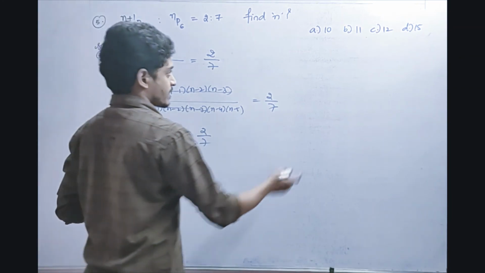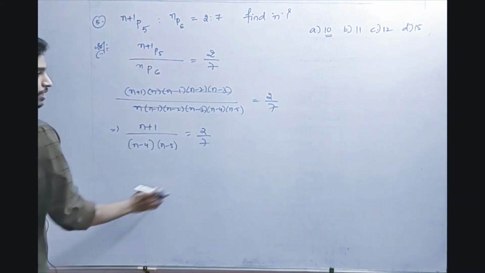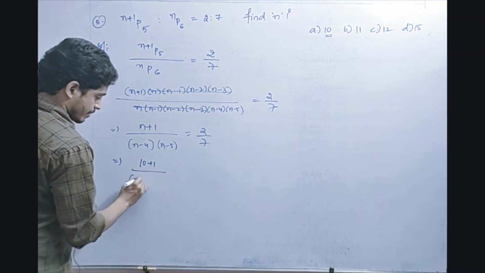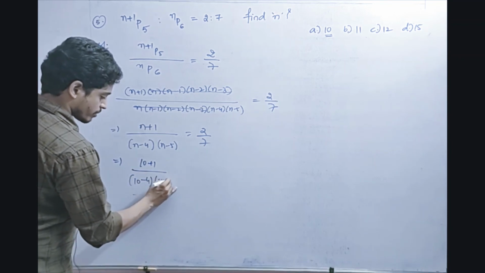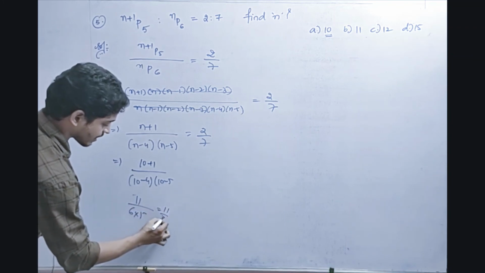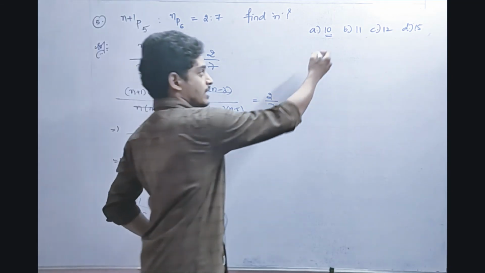So first keep 10 in the place of n value. Let us check whether it is equal to 2 by 7 or not. Keep 10, friends, here. Suppose (10+1) whole divided by (10 minus 4) into (10 minus 5). How much? So 11 by 6 into 5. So 11 by 30 is coming. So 11 by 30 is not equal to 2 by 7. So 10 is not the option.